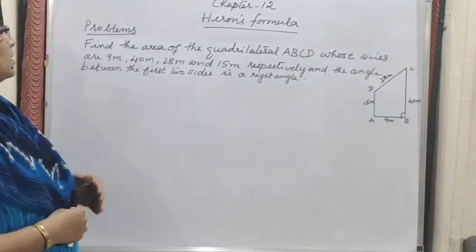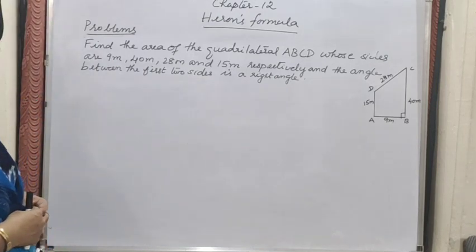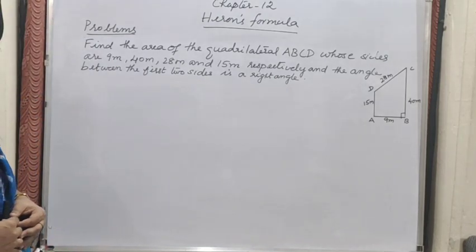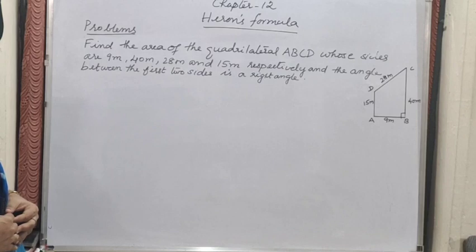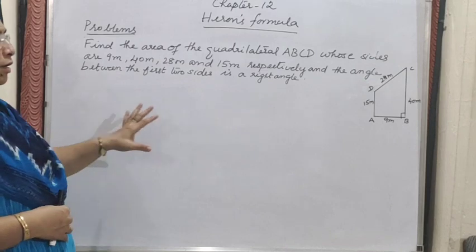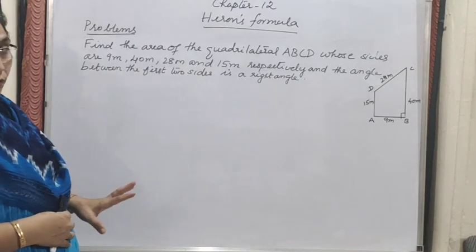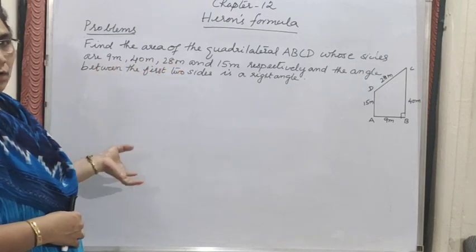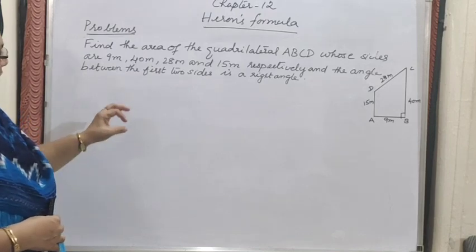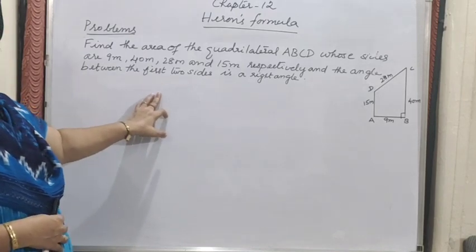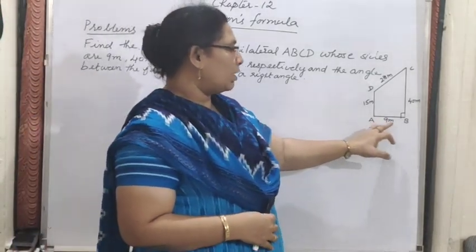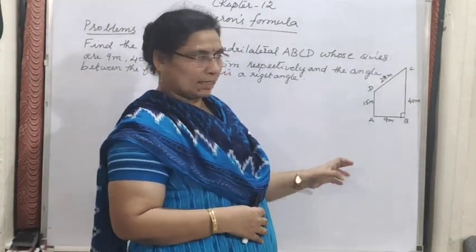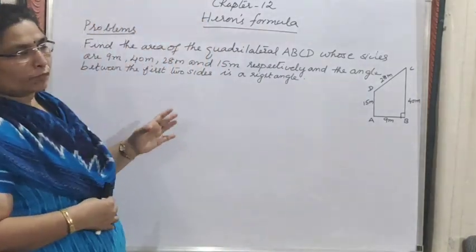So the question is, find the area of the quadrilateral ABCD whose sides are 9 meter, 40 meter, 28 meter and 15 meter respectively, and the angle between the first two sides is a right angle. According to this concept, the diagram is not given, we have to draw it. I have already drawn it. All four sides are given, and along with that, the condition is that the first two sides form a right angle between them. So we have taken angle B equal to 90 degree. This is the rough diagram for the given question.